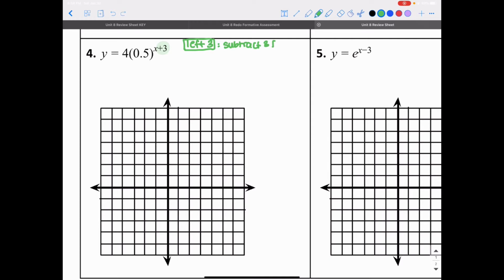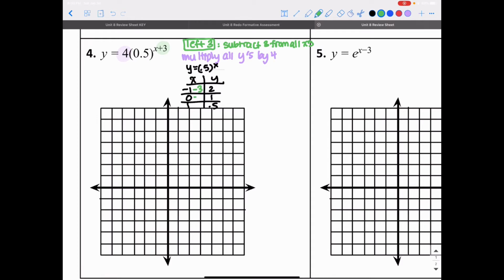I have this coefficient here that tells me that I'm going to multiply all of my y values by 4. And my parent function is y is equal to 0.5 to the x power. That's based to just the x power. The points for that are going to be -1 and 2, 0 and 1, and 1 and 0.5. I left enough space in the x column so that I could do the transformations to it.